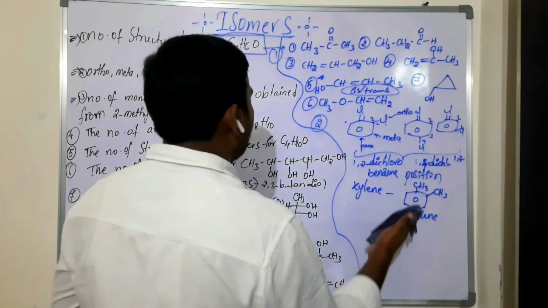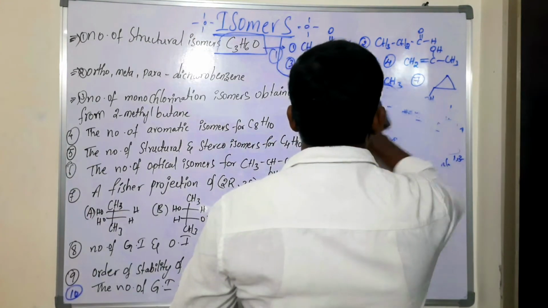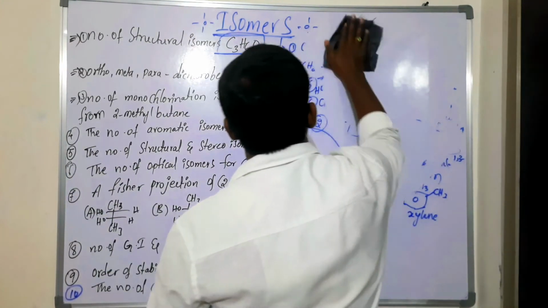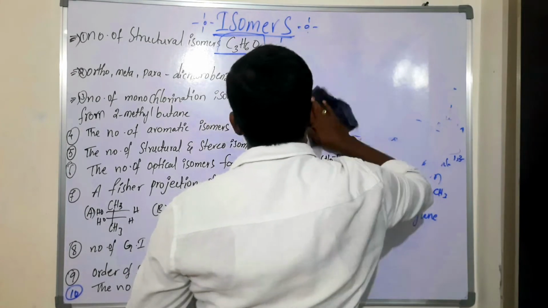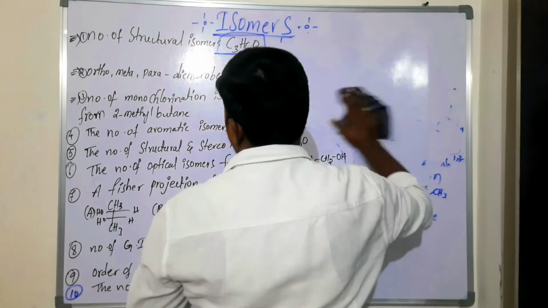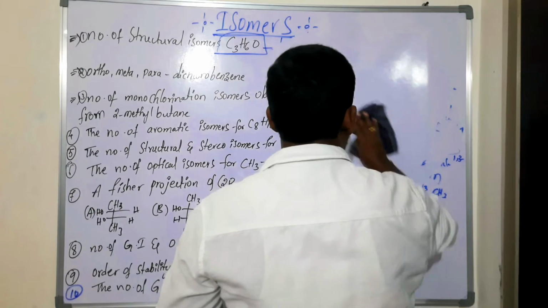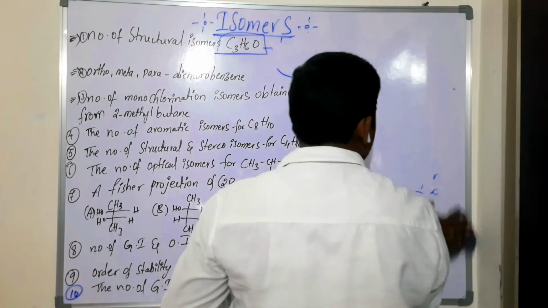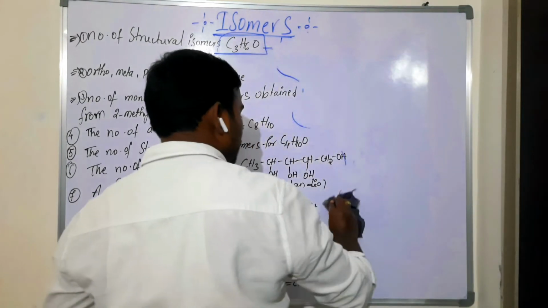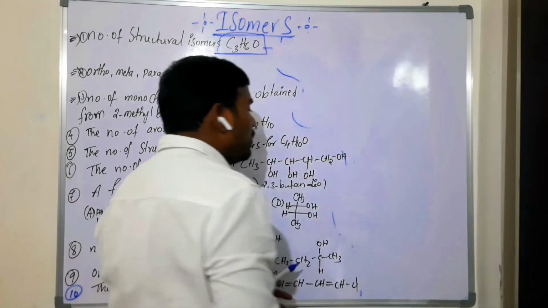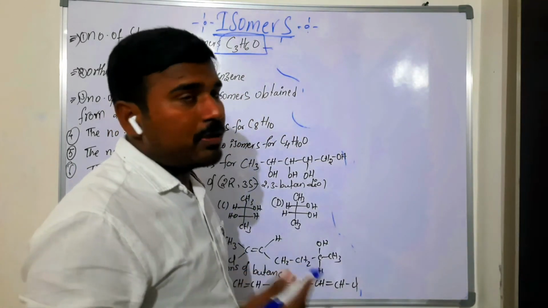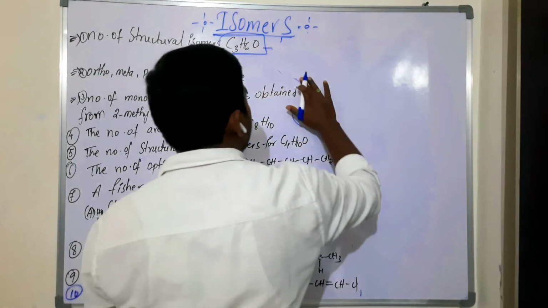Second question: the number of monochlorination products obtained when 2-methyl-butane undergoes chlorination. Now you see here, how many monochlorination products? It is very, very important. You need to identify the type of hydrogen atoms which are present in this compound.